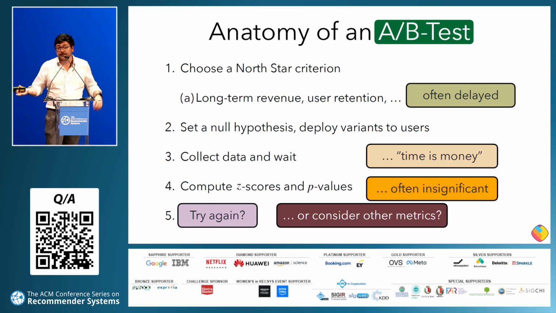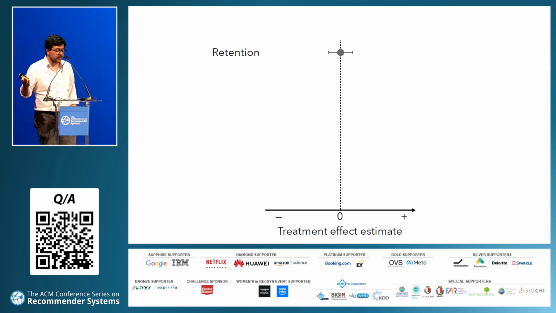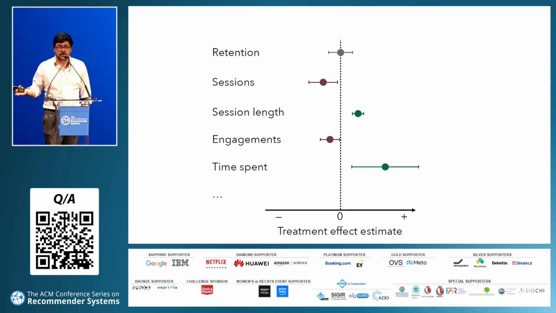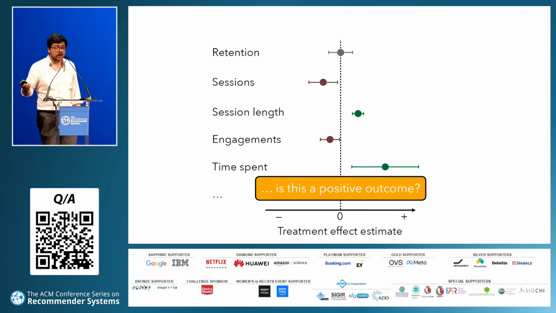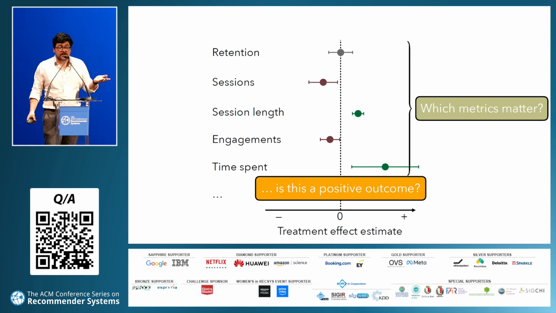Or we can look at different metrics than just the North Star metric. Really often we're in a situation where we have a certain estimate of the treatment effect in our A/B test, maybe on the North Star metric. We're not able to make any statements about whether it's positive or negative, but we have a bunch of other metrics that we also track, right? Maybe we have fewer sessions that are slightly longer, maybe fewer engagements, but more time spent on the platform. Then the question becomes whether this is a good A/B test, whether this is a positive outcome or not. That question is just, which of those metrics matter? Which are the metrics we should really be looking at and which should we not be looking at?